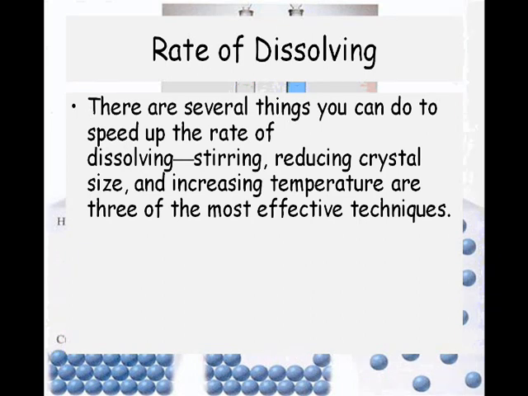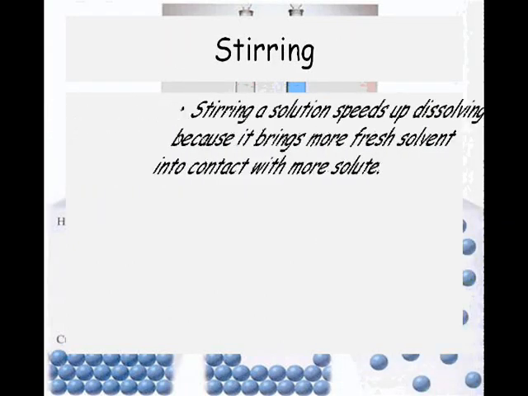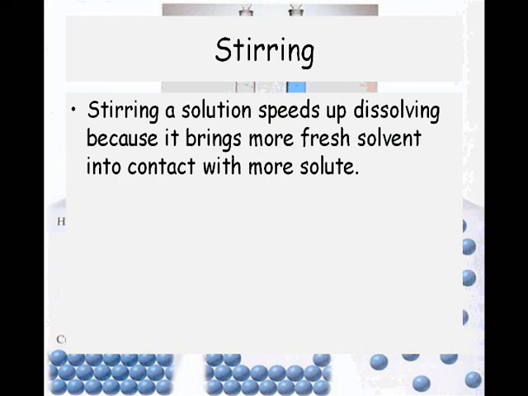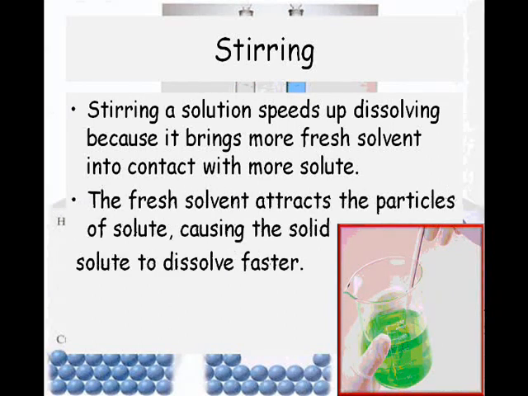There are several things you can do to speed up the rate of dissolving: stirring, reducing the crystal size, or increasing the temperature, and these are the three most effective techniques. And remember, reducing crystal size means you're increasing the surface area. Stirring speeds up dissolving because it brings more fresh solvent in contact with more solute. The fresh solvent then attracts the particles of solute, causing the solid solute to dissolve faster.